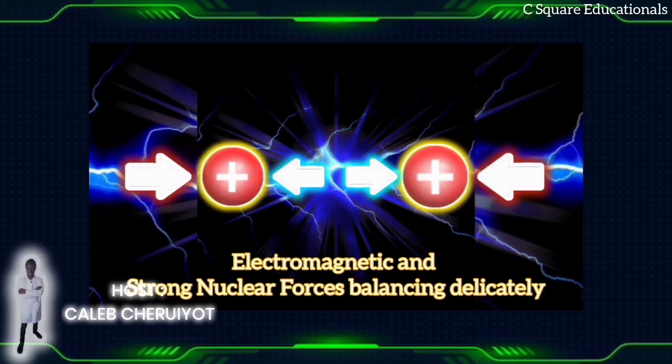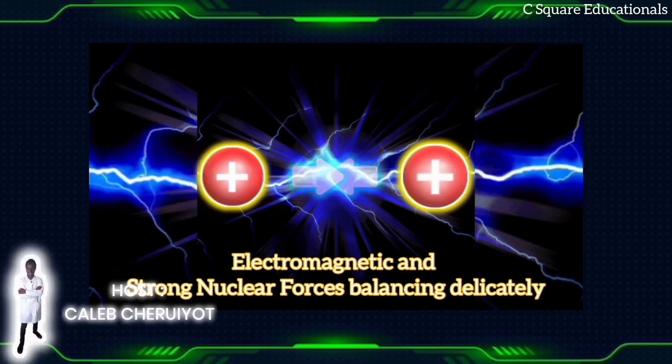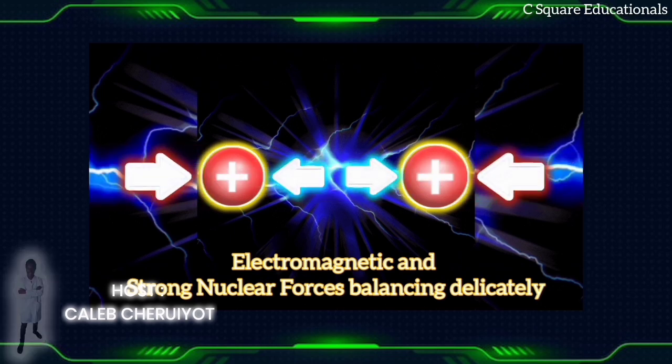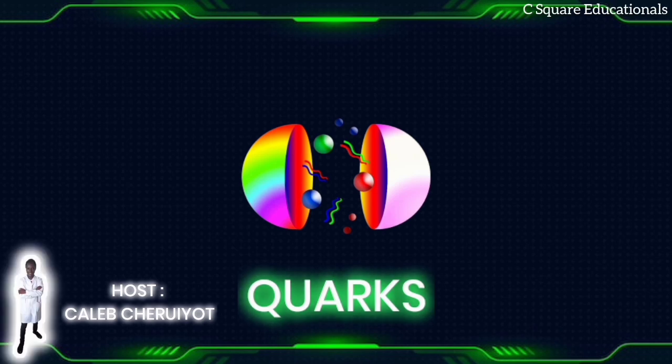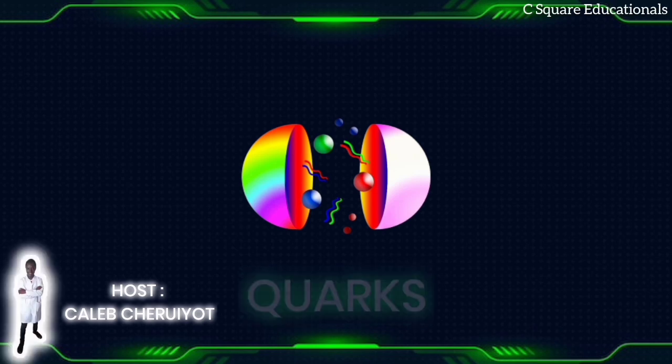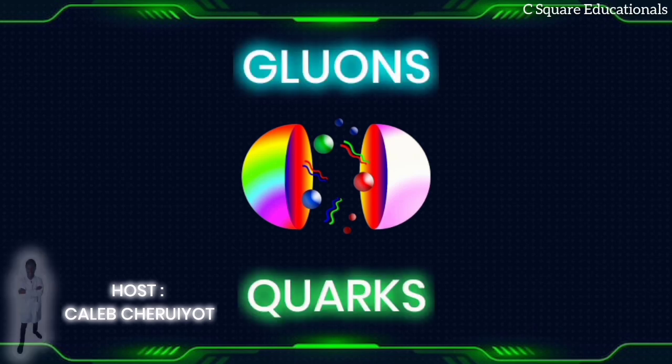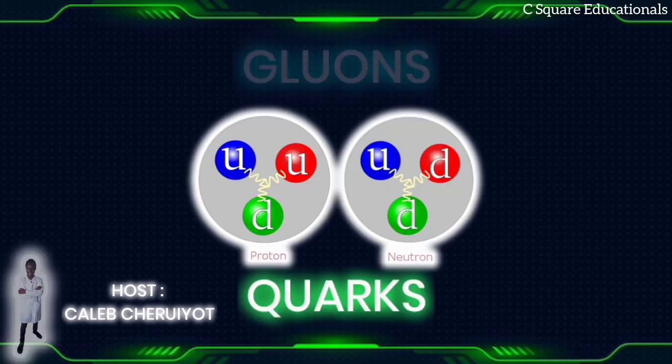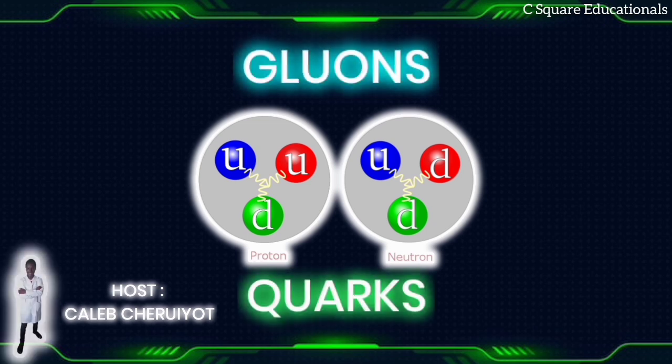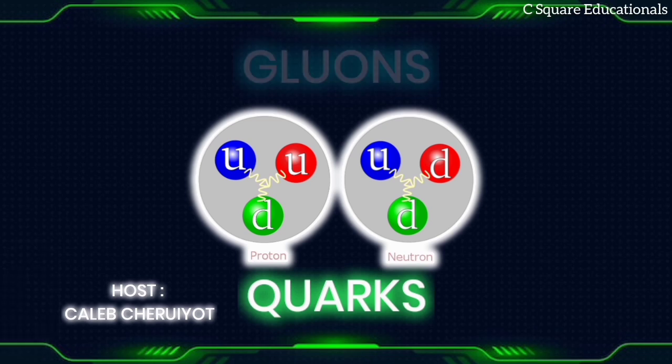To understand the strong force, we need to explore the composition of protons and neutrons. They are made up of quarks, fundamental matter particles, and gluons, force particles. A proton contains 2 up quarks and 1 down quark. A neutron, on the other hand, contains 2 down quarks and 1 up quark.